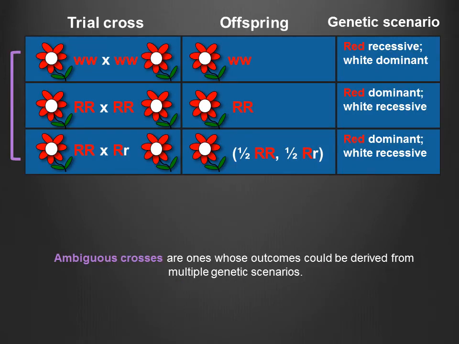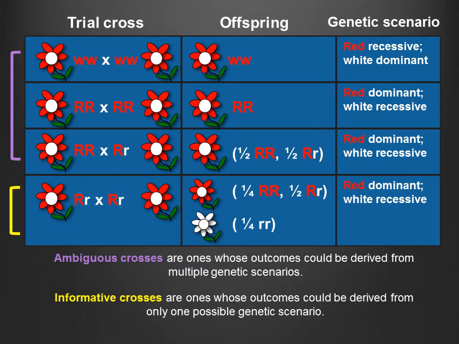Now when we summarize the results of our crosses in table form here, you can immediately see that trial crosses in which the parents and offspring all have the same phenotype are ambiguous crosses. In other words, all three trial crosses shown here have the same result, that is of all red offspring. However, this result can be attributed to both of the genetic scenarios being tested. Therefore, these trial crosses do not reveal information about the dominance relationship between the alleles.